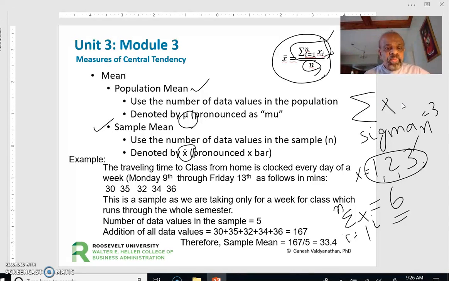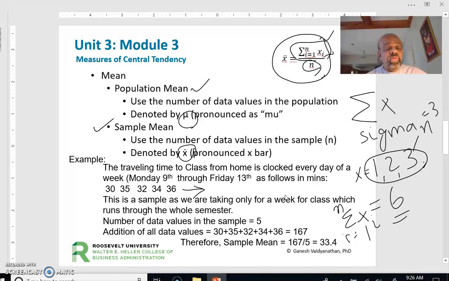So basically you can do this. Let's say the traveling time to class from your home is clocked every day. So you clock it, say Monday 9th through Friday 13th, in minutes. And you come out with these numbers, this is how long you take from your home to the class every day, from Monday to Friday. You make some observations.